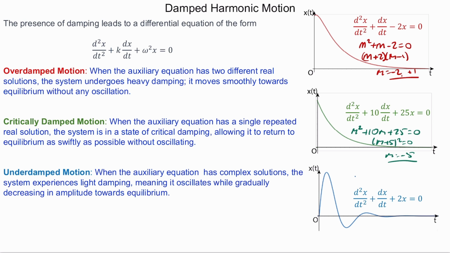You can see that the auxiliary equation would be m squared plus m plus 2 equals 0, which would lead to a pair of complex solutions. So these are the different types of damping, and it's important to understand how to identify the different types through the discriminant of the auxiliary equation. We'll focus on this as we progress through the video.